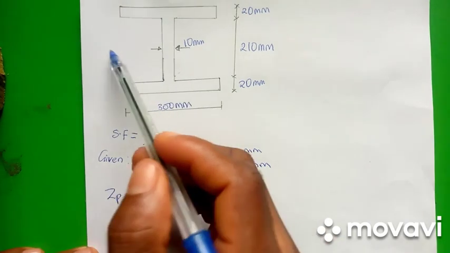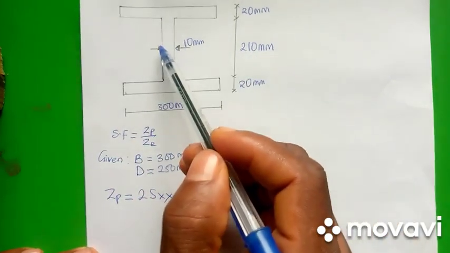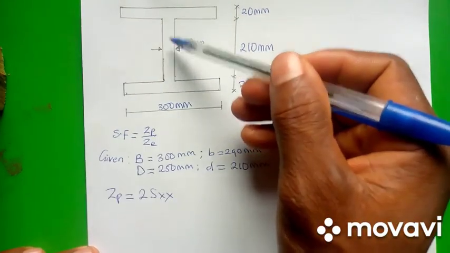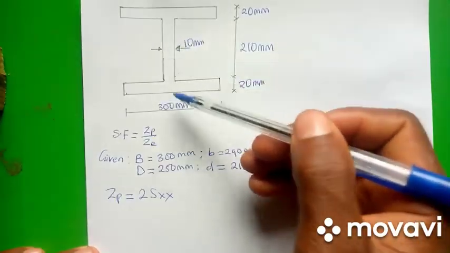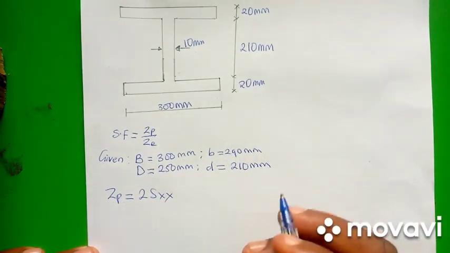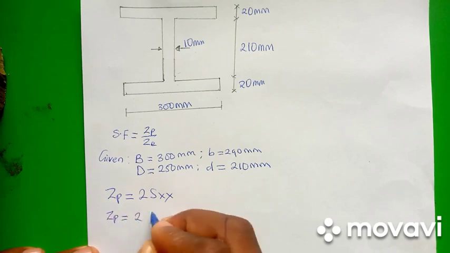Don't forget, your Zp is same thing as 2AX. It means that if you take a moment about the neutral axis, which is the center of this I section, the moment about the neutral axis from the top and from the bottom will give you the plastic modulus. Now let's go straight and do it.